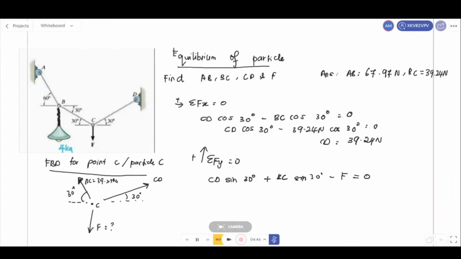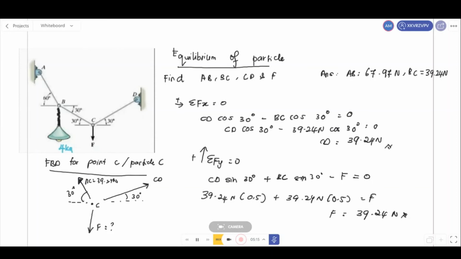You know that sine 30 is 0.5. Okay, so we already have this one. 39.24 Newton times 0.5 is equal to F, and we can say that F is also 39.24 Newton. Okay, that's it.